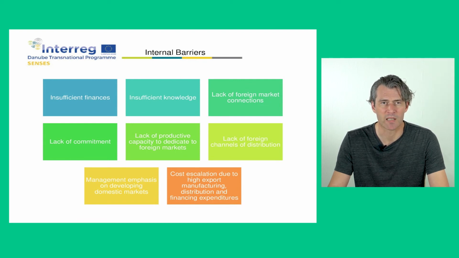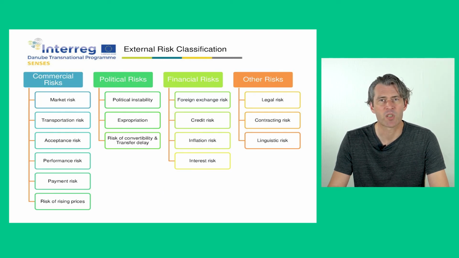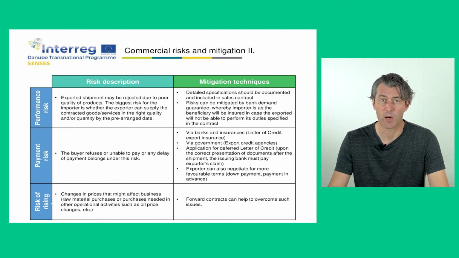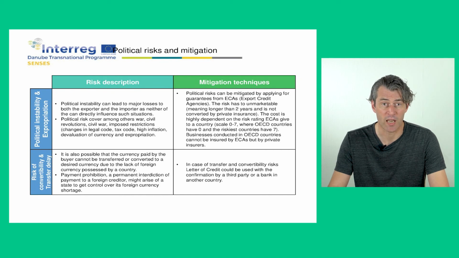Lack of production capacity needed to enter the foreign market. Lack of foreign market connections, channels, or distributors. The main areas of external risk can be categorized as commercial, financial, and political. Besides that, there can be legal, linguistic, and cultural risks as well. The following slides go through the different forms of risk and the possible responses or mitigation techniques. Carefully examine each case where it's relevant to your case and your company.